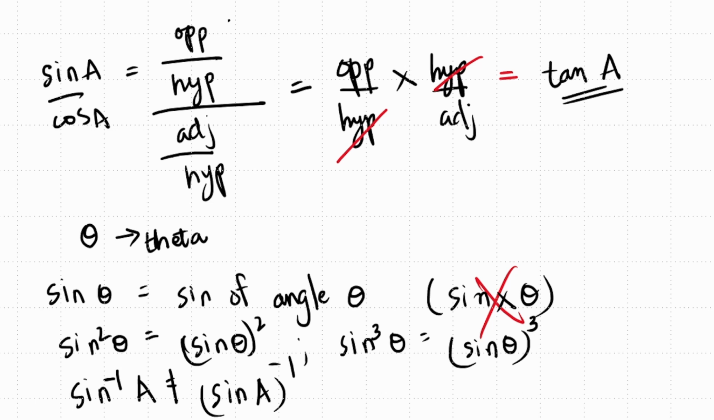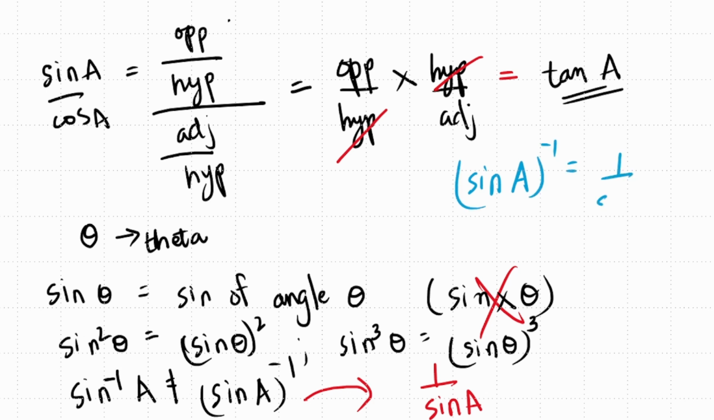And sine A whole inverse is nothing but 1 by sine A. I'll write it here so it will be much clearer. Sine A whole inverse is nothing but 1 by sine A. The same way, 5 raised to minus 1 is nothing but 1 by 5. This has a simple meaning.